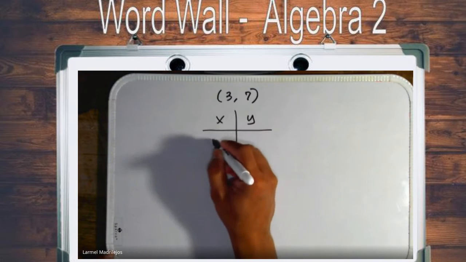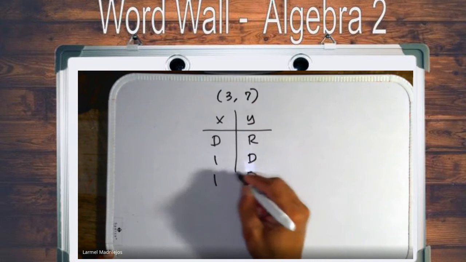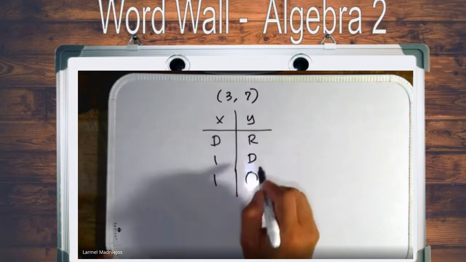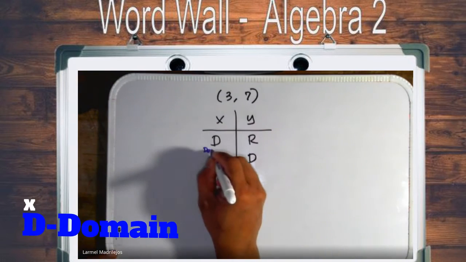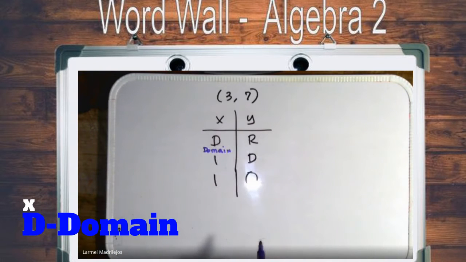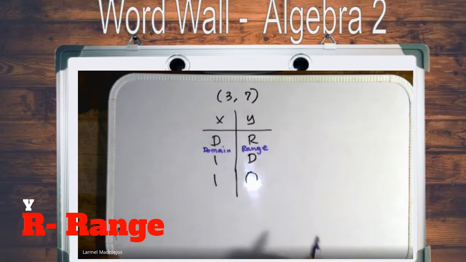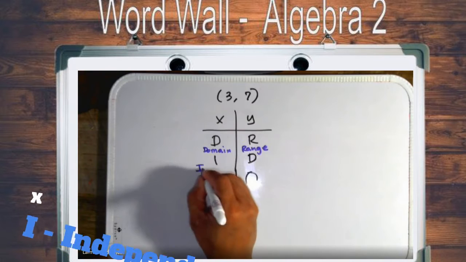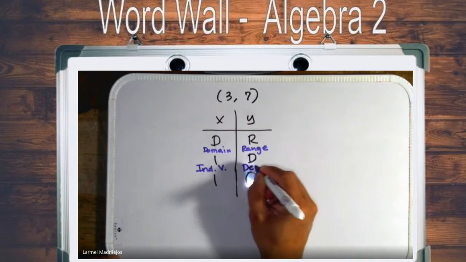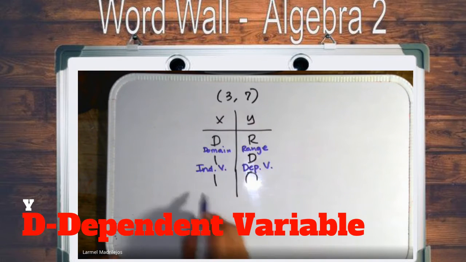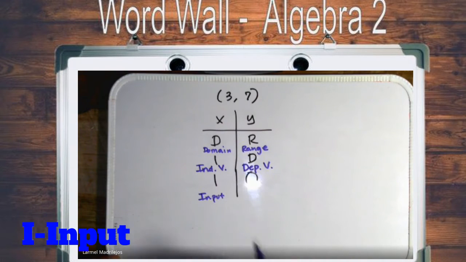We call this, let's put it this way, DRIDIO. What does it mean? D stands for domain, R stands for range, I stands for independent variable, D stands for dependent variable, I stands for input, and O stands for output.